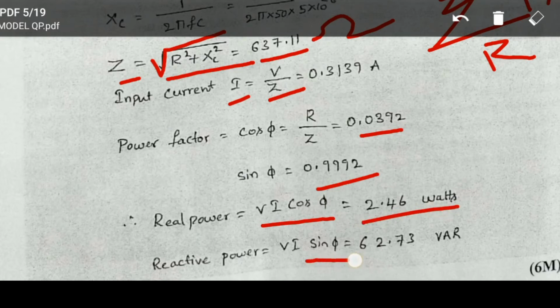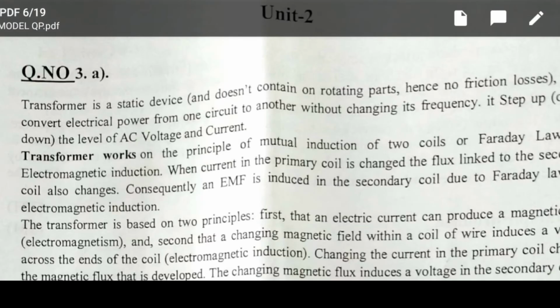Reactive power is VI sin phi in a single phase circuit. V is 220 volts, I is 0.3139 amps, and sin phi is 0.992. If you substitute all this, you will get the reactive power. That is a simple problem. For BEEE students they will give some in-depth questions, but for CSE and mechanical students, BEEE questions will be very simple.